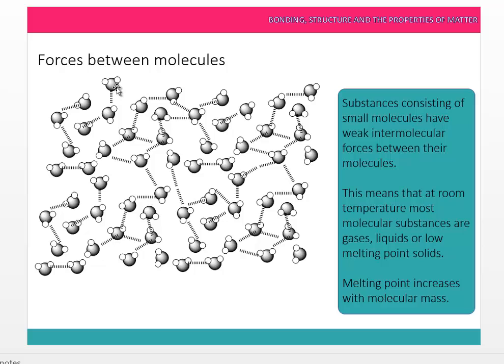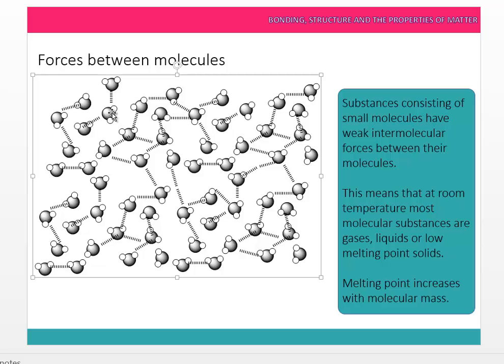Now, between the hydrogen and oxygen in the water molecule, we have a strong covalent bond. But between one molecule and another molecule of water, we have very weak van der Waals forces, or we call it weak intermolecular forces between the 2 molecules of water. But don't forget that between hydrogen and oxygen, we have strong covalent bonds. But between one molecule of water and another molecule of water, we have weak van der Waals forces of attraction.